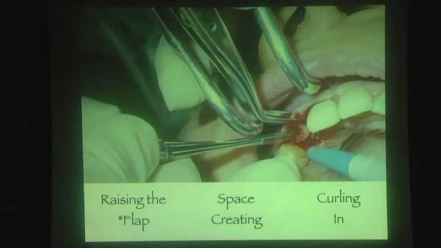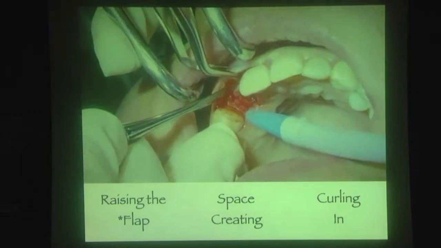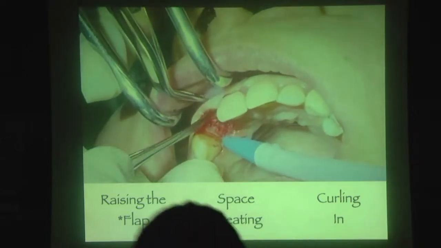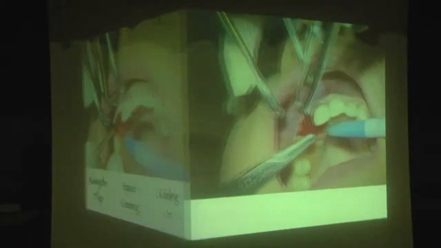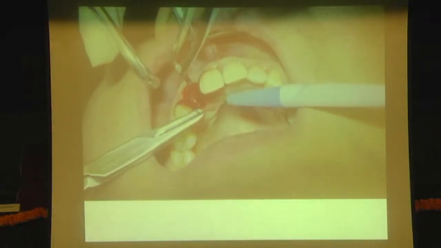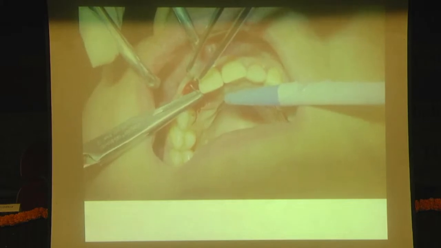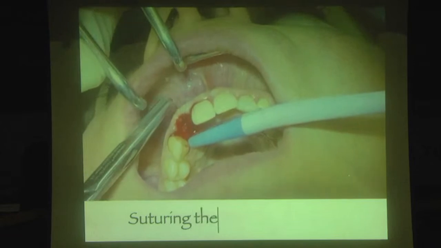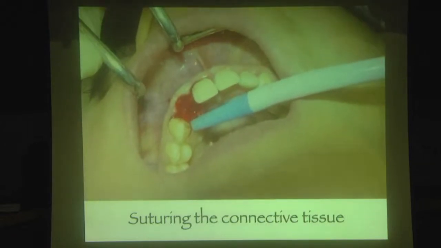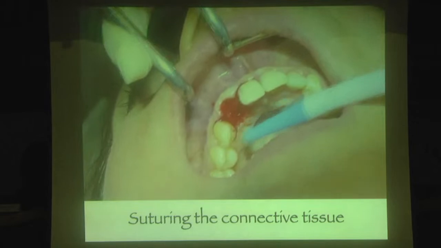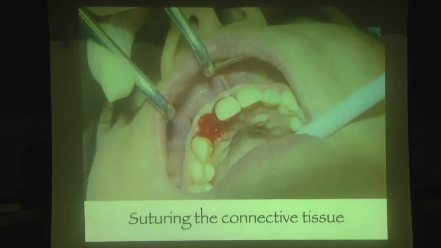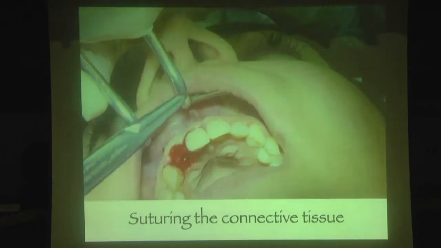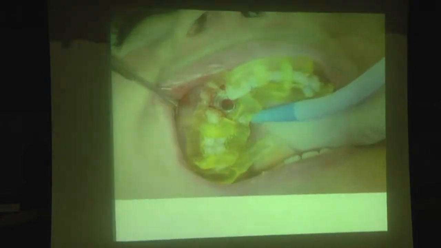And then we make curling inside, and we create a thick, bulky gingiva. And then you can close this one, the last one. Yes. And securing connective tissue and fixing it with a monofilament 5-0 or 6-0. I think 4-0 or 5-0, I'm sorry. And suturing the connective tissue. Then what did we do?